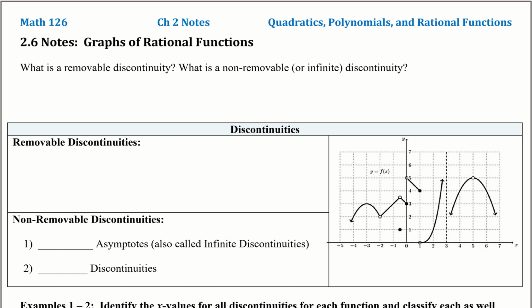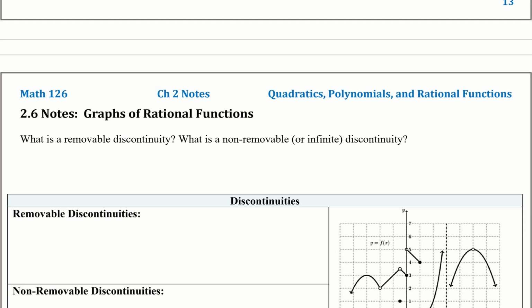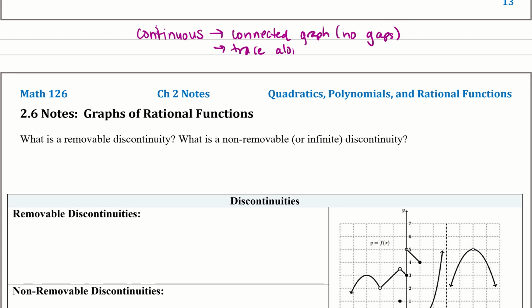In this video and some of the next video will be dedicated to that as well. We've talked about what it means for something to be continuous. So something is continuous if the graph is connected. A continuous function is going to visually look like this very connected graph with no gaps in it. And you could think of this as something that you can trace along the graph without lifting your pencil.